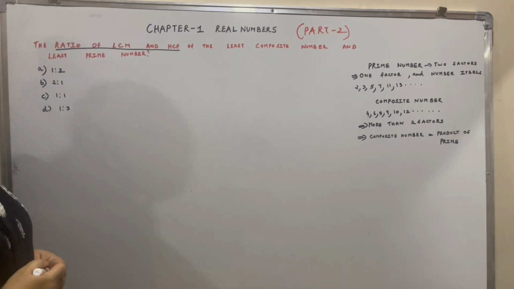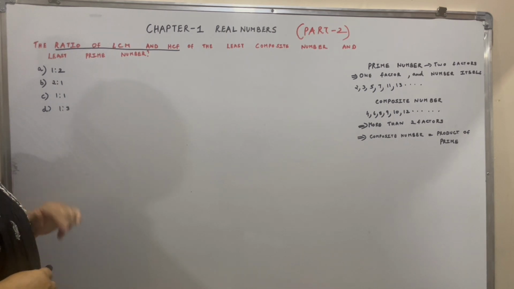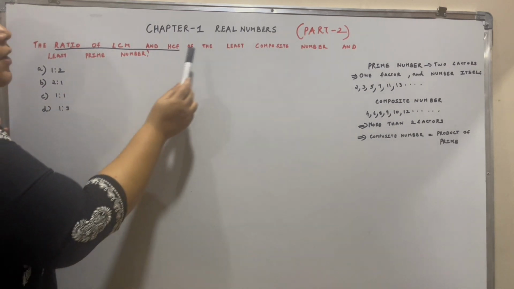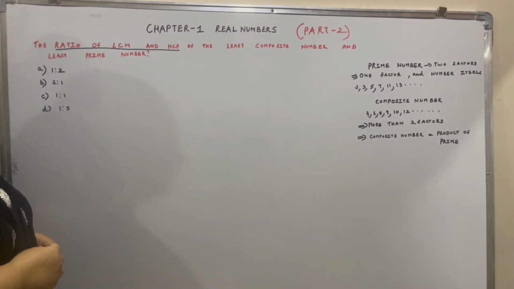Okay, now we'll go to part 2, chapter 1, real numbers. Now we'll continue from part 1. I had left this question: the ratio of LCM and HCF of the least composite number and the least prime number. So what is a prime number?